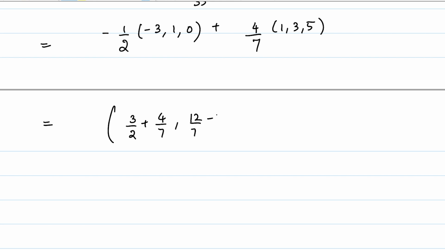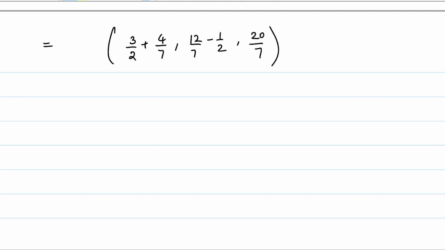12 by 7 minus 1 by 2, and 5 4s are 20 by 7. This is our projection onto our subspace W. So let's see what this is. This is 29 by 14. This is 24 minus 7, which is 17 by 14, and this is 20 by 7.